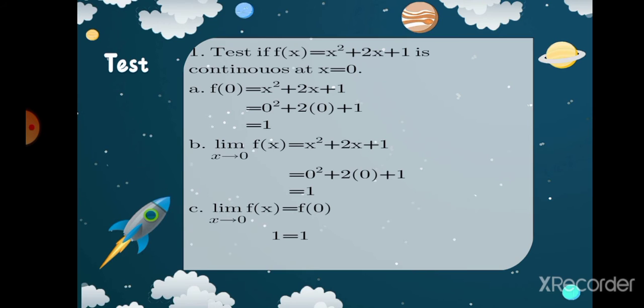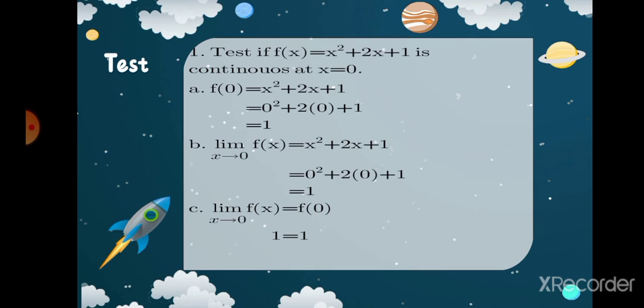Next, let's find out if the limit of f of x where x approaches 0 exists. In our example, x squared plus 2x plus 1, the limit of f of x as x approaches 0 exists because the value is 1.